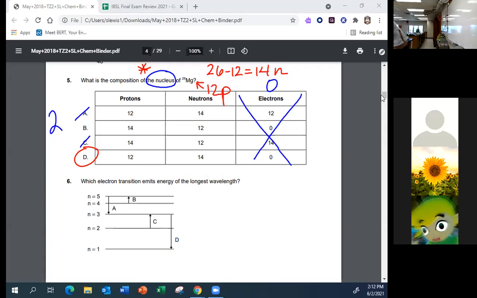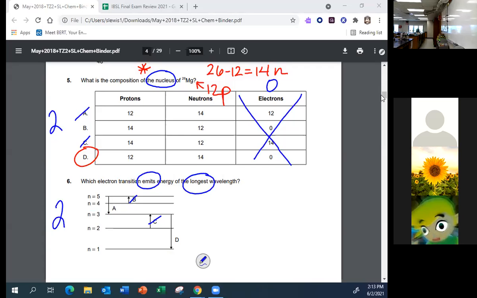Okay, number 6 is also a question from atomic structure. Okay, topic 2. Which electron transition emits energy of the longest wavelength? Okay, emit means to give off. So you've got to pick an arrow that's pointing from high to low energy. In other words, B and C represent an electron that's absorbing energy or gaining energy. A and D represent electrons that are emitting energy as they make that transition.